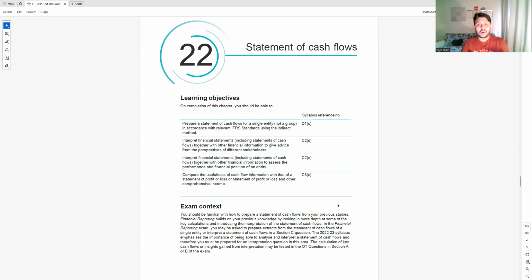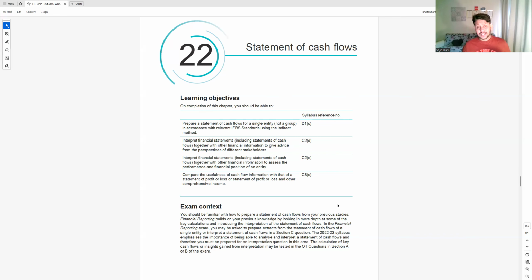Now, so far from our previous studies, we have learned how to prepare the statement of financial position for a company, for a limited company. And so far, we know we have 5 parts of the limited company accounts. So we have a profit and loss account, we have a statement of changes in equity, we have a balance sheet, and we have notes to the accounts. And the final and last one, we call it the cash flow statement.